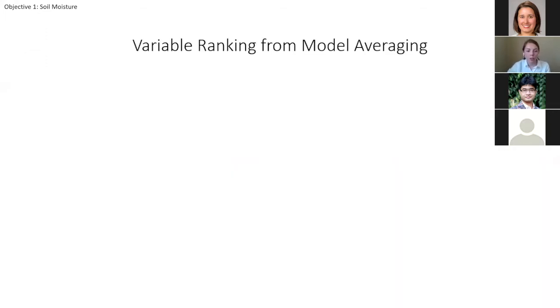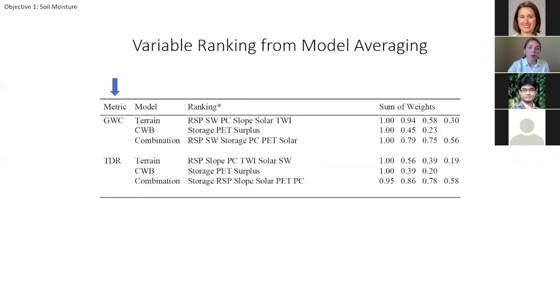So now I'll walk through some of our results. First looking at that variable ranking from model averaging, I'll orient you to the table first to not overwhelm you. On the far left, we have the soil moisture metrics, so gravimetric water content on top and then TDR. We then have each of those models, so terrain, climate water balance, and combination. And then we have the ranking of the variables in each of those categories.